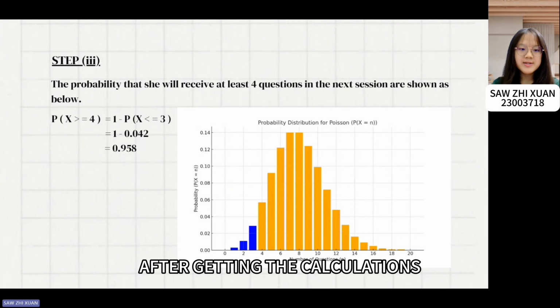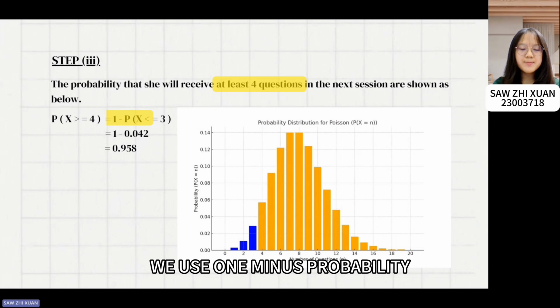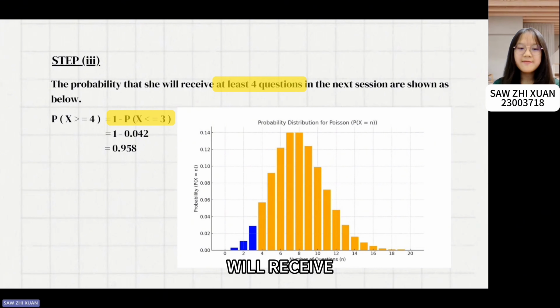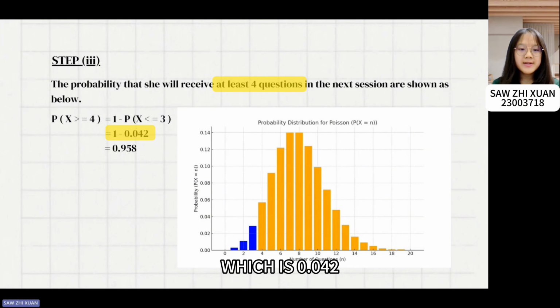After getting the calculations, we can start to calculate the probability that Dr. Alish will receive at least 4 questions in the next session. From that, we use 1 minus the probability that Dr. Alish will receive less than or equal to 3, which is 0.042. Finally, we get 0.958.